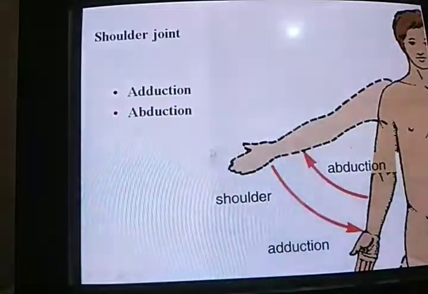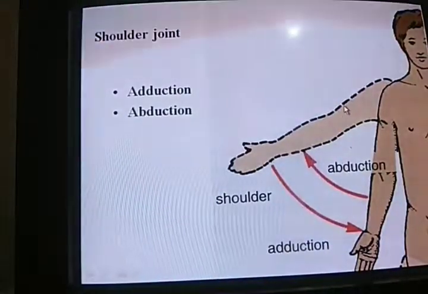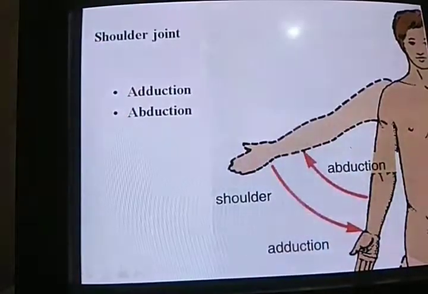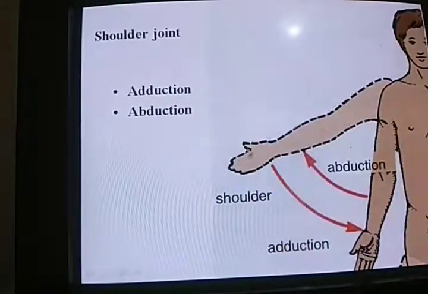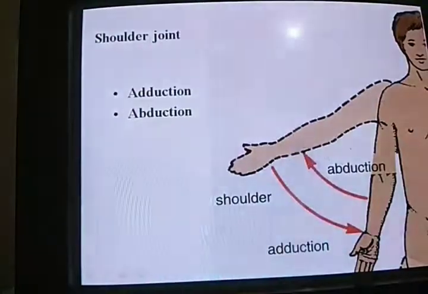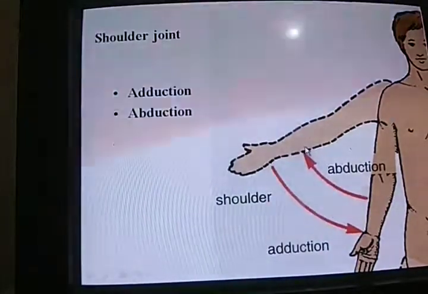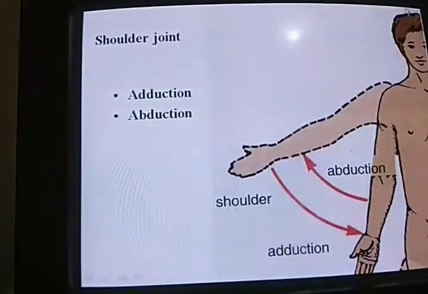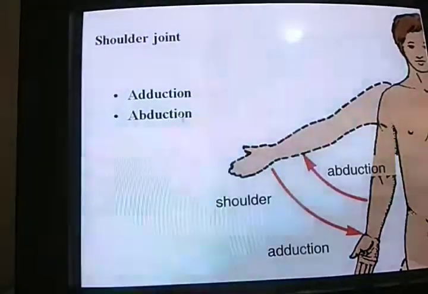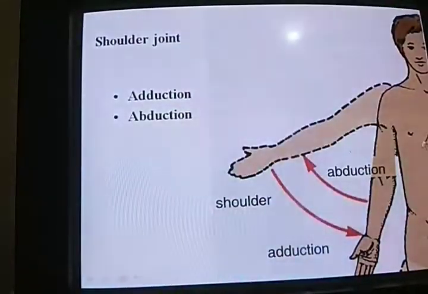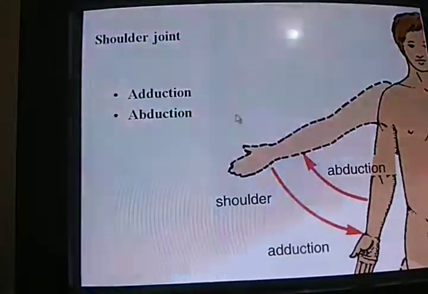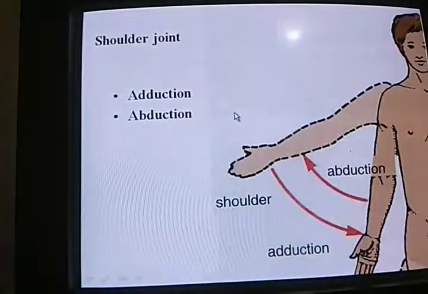So this is the upper limb. When the upper limb moves toward the trunk, this movement is called adduction. When the upper limb is away from the trunk, this is known as abduction. And this is the sagittal plane. The movement toward the sagittal plane is known as adduction. The movement away from the sagittal plane is known as abduction.